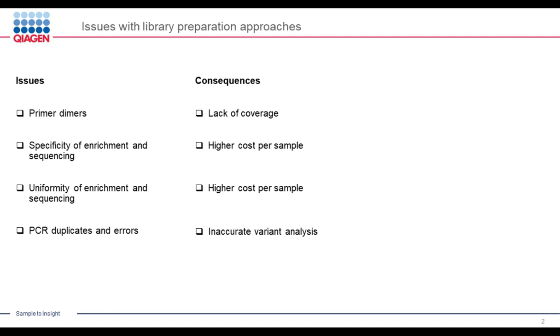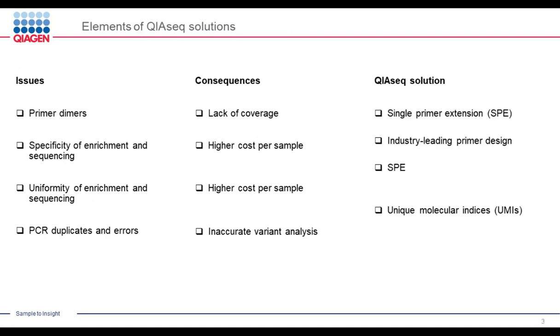So what we've done at QIAGEN to overcome these issues and consequences is to build some solutions that would address each one of these issues. And these solutions are part of what we call the QIASeek Solution. These solutions are basically a single primer extension approach for enrichment, which can get over the primer dimers issue. And I will go into single primer extension and all of these elements and solutions in subsequent slides.